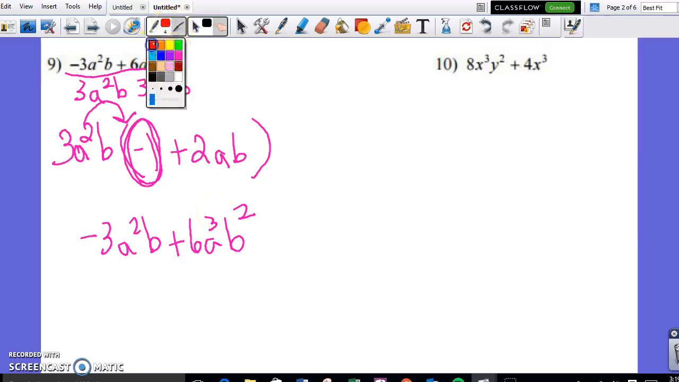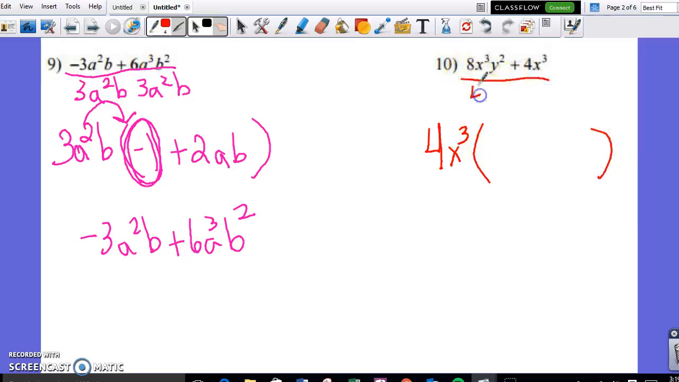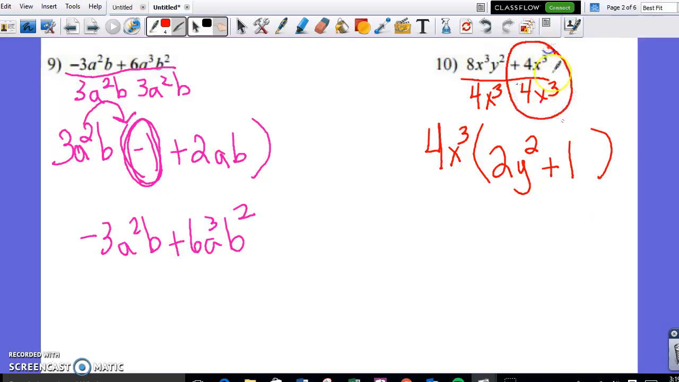Okay, let's do another one. Right here, GCF. Well, it's going to be 4. It's going to be x to the third. So you're going to divide both of these by 4x to the third. When you do that, you're going to have 2y squared plus 1. Even though you think that these cancel out, you've got to have a placeholder there because when you go back and check it, you need to make sure that that's there.